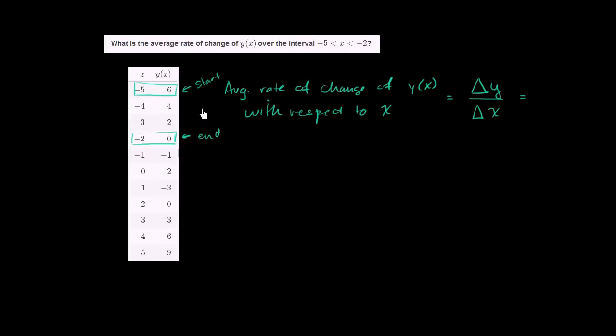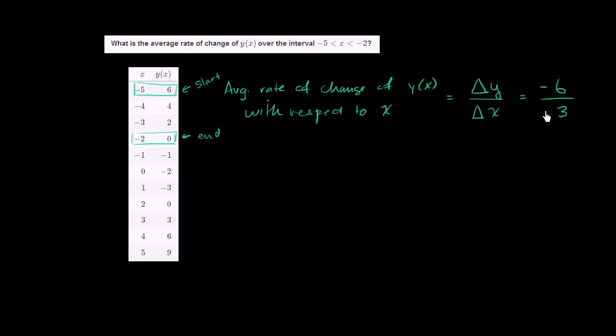So we start at 6. We end at 0. So our change in y is going to be -6. We went down by 6 in the y direction. You could say that's 0 minus 6. And our change in x, well, we were at -5, and we go up to -2. We increased by 3.